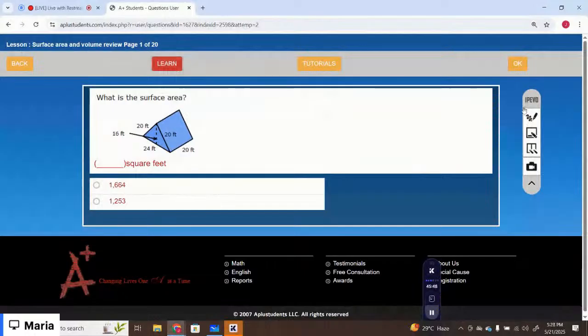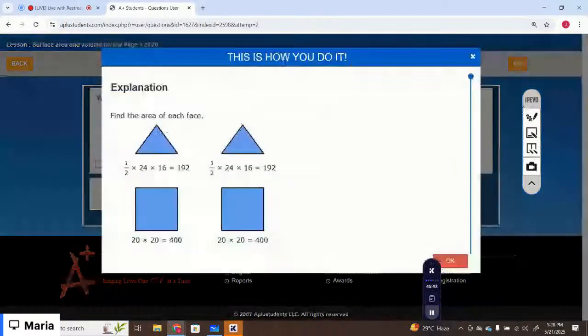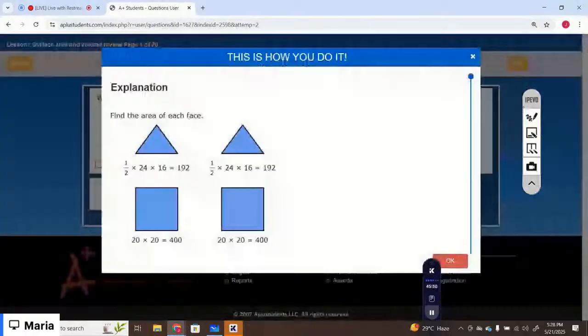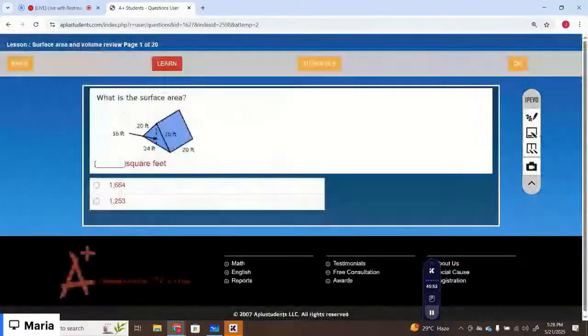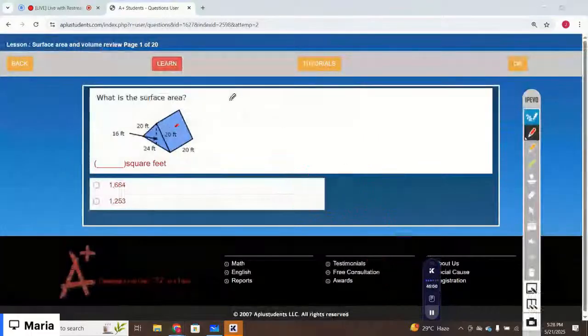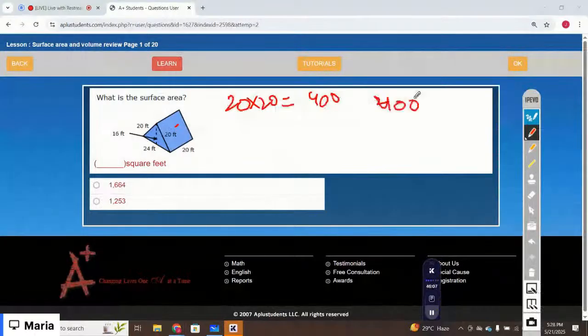We need to calculate the surface area. So we need to calculate the area of each face and add them, starting with this one. That is 20 times 20, that is 400. And the opposite side also has the same area. Now calculate the area of this triangular face, that is half times base times height.